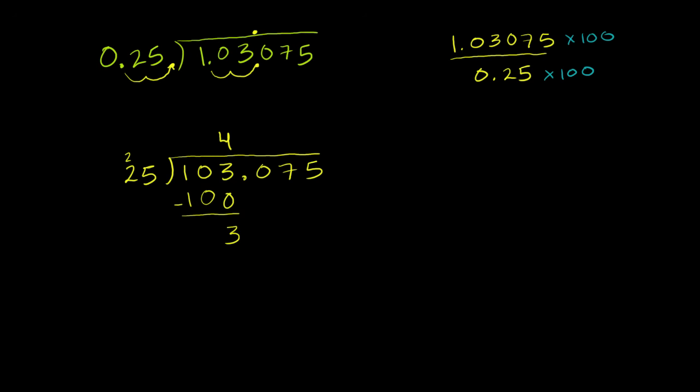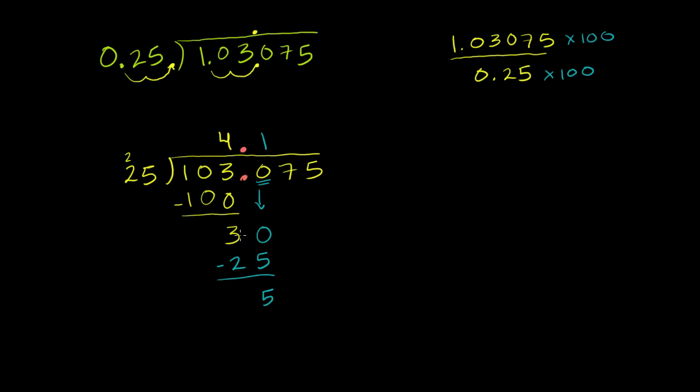And now we can bring down this 0. 25 goes into 30 one time. And if we want, we can immediately put this decimal here. We don't have to wait until the end of the problem. This decimal sits right in that place, so we could always have that decimal sitting right there in our quotient. So anyway, we were at 25 goes into 30 one time. 1 times 25 is 25. And then we can subtract. 30 minus 25 is just 5.